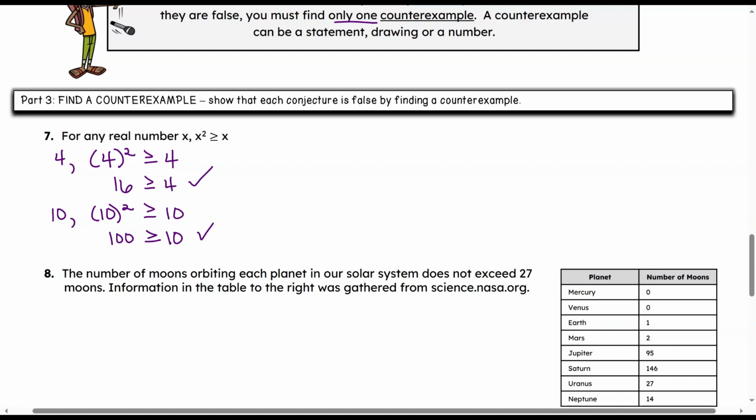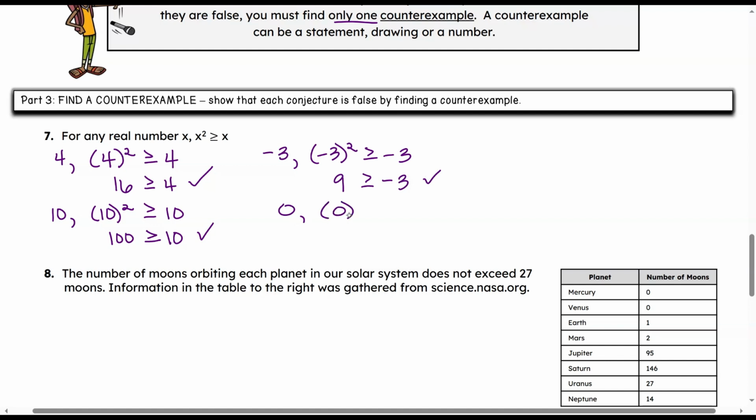Well, remember, our notes on the last page said to list numbers that are positive, negative, fractions, decimals. So let's try a negative number. What if x is negative 3? Negative 3 squared is greater than or equal to negative 3. And what is negative 3 squared? It's 9, and 9 is greater than or equal to negative 3. So that's true, okay?